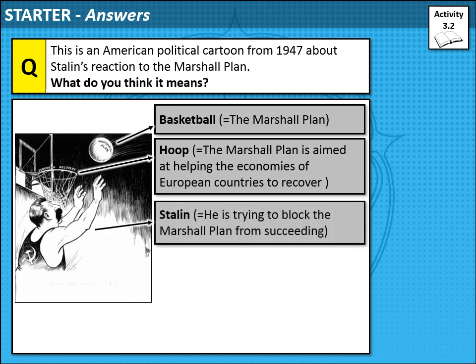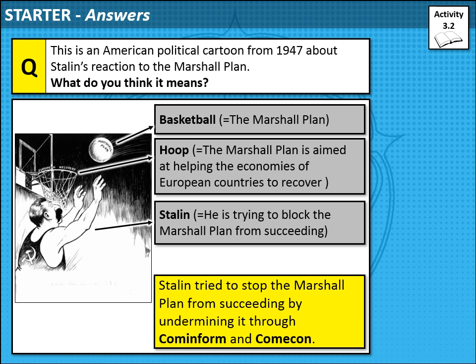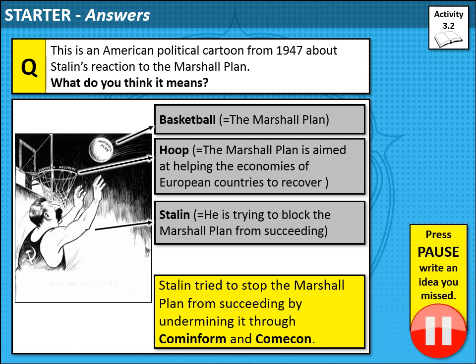But down here we have Stalin, and look at what he's doing. He's on the opposing team, and he's got his hands in the air trying to intercept the ball. This suggests that he is trying to block the Marshall Plan from succeeding. Stalin tried to stop the Marshall Plan from succeeding by undermining it through 2 organisations, Cominform and Comecon, both of which we'll look at today. I'd like you to pause now and write down an idea which you missed. And when you've done that, hit play again.